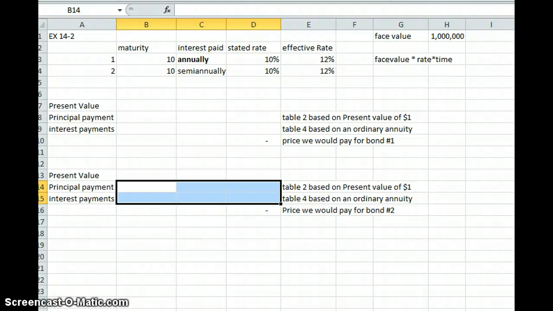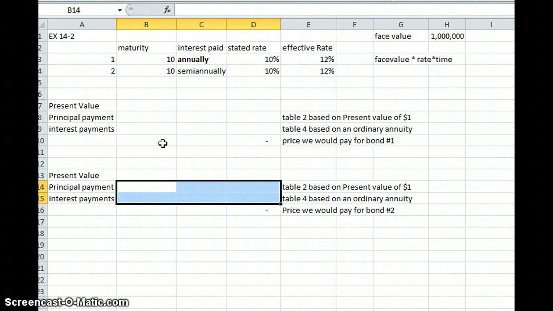Today we are going to calculate the value of a bond based on its present value and the effective rate. We're working on exercise 14.2 in the Kieso, Spiceland, Nelson text. If you don't have the text, the information should be here for you so that you can follow along without the text.